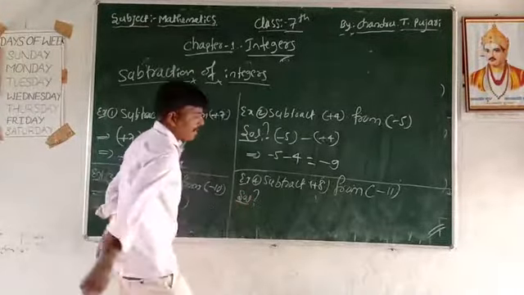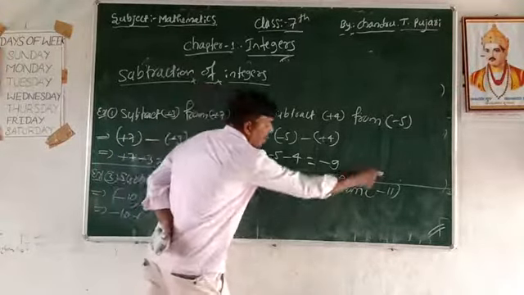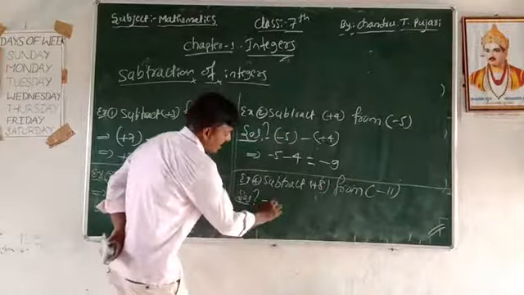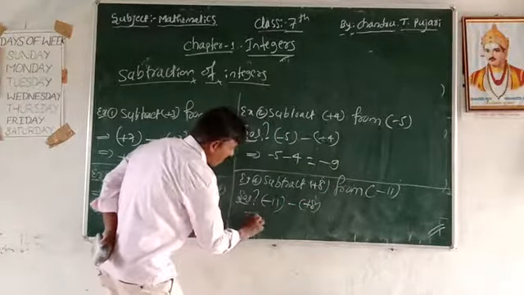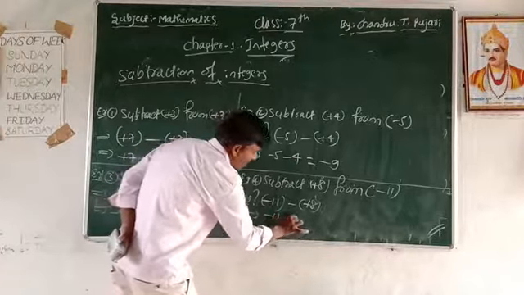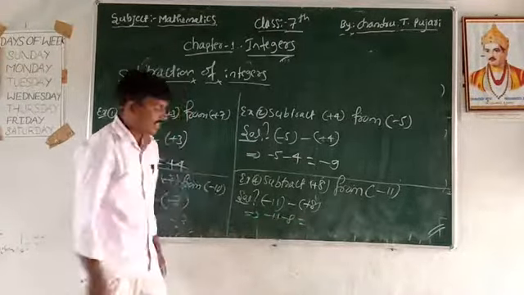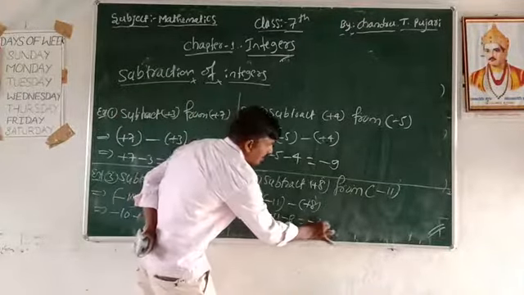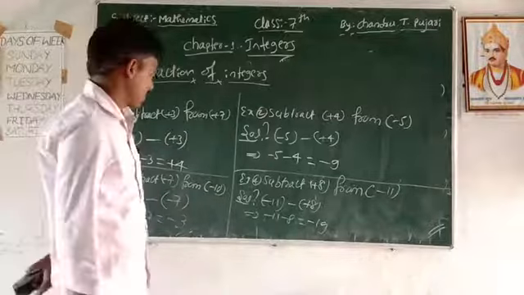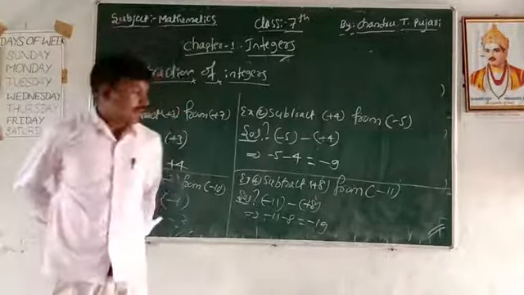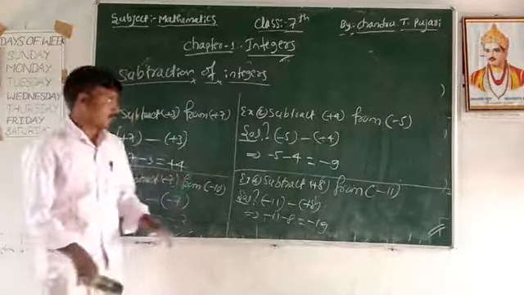In the fourth one also, the solution: the statement is subtract plus 8 from minus 11. Minus 11 stays as it is, minus plus 8. Therefore, minus 11 minus 8 is equal to, again both are negative, so we add them. Therefore, minus 19 is your answer. Okay, dear student, you can do some examples like these in your homework using the rules.